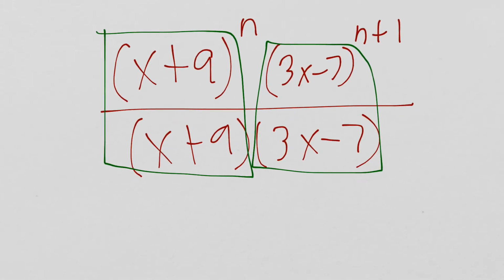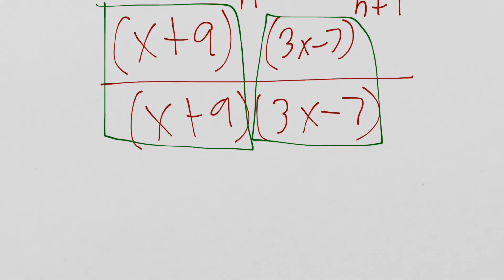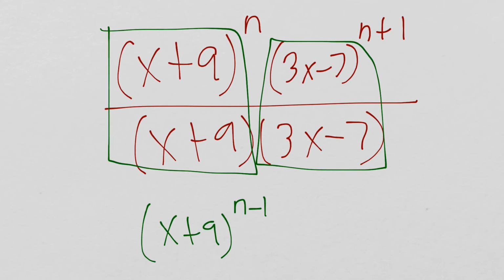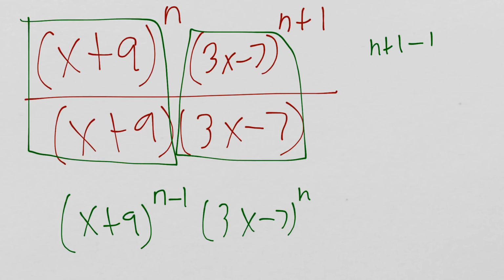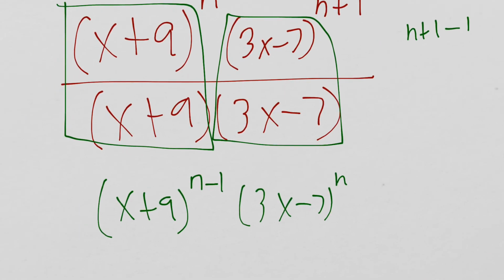So remember, our quotient rule says that when we have the same base on top and bottom, we can subtract the exponents, right? So this is going to give us x plus 9 raised to the n minus 1 power, because this is the first power here. What about this other piece? We have 3x minus 7, okay? Well, this is an n plus first power minus the first power down here, which is just going to drop us down to an n, right? So now we have x plus 9 to the n minus 1 over 3x minus 7 to the n.